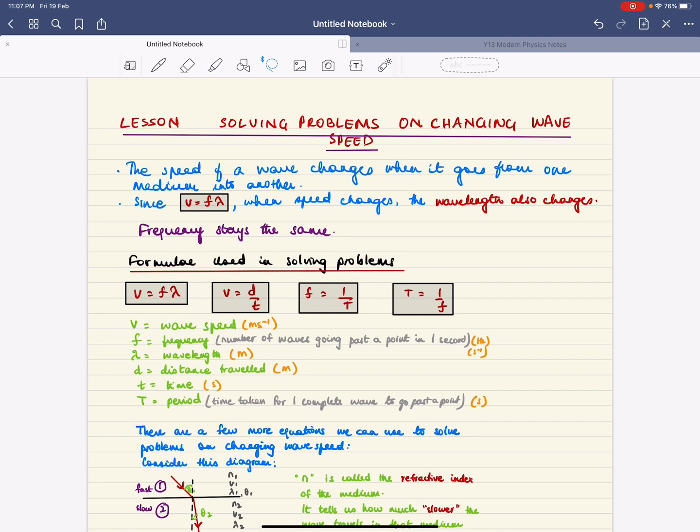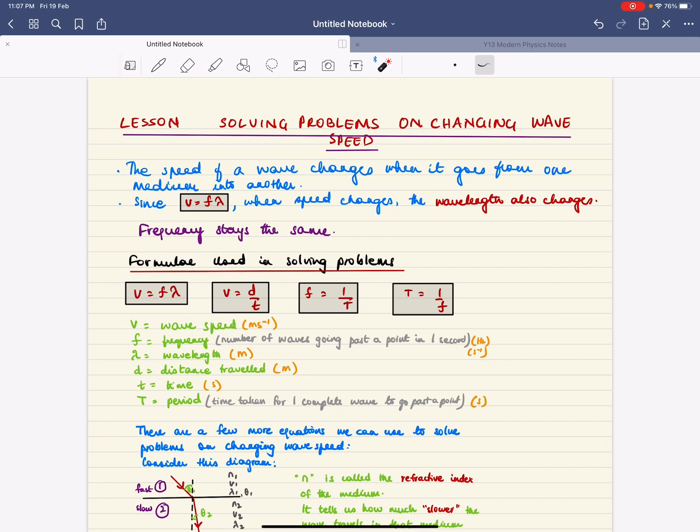I'll just talk you through these notes on changing wave speed and how we solve problems on them. The first thing we need to know is that the speed of the wave changes when it goes from one medium to the other. And what we need to keep in mind is that the frequency always stays the same. The wave equation v equals f lambda tells us that when the speed changes, but the frequency is the same, the wavelength will also change. So if speed increases, the wavelength will also increase.